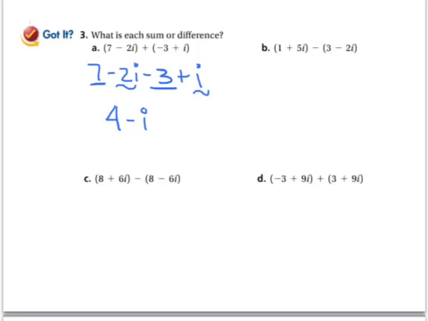For B, make sure you distribute your negative. Minus 3 plus 2i. 1 minus 3 is negative 2. 5i plus 2i is 7i. So there's your simplified form. You guys try C and D on your own, and then we'll compare answers.